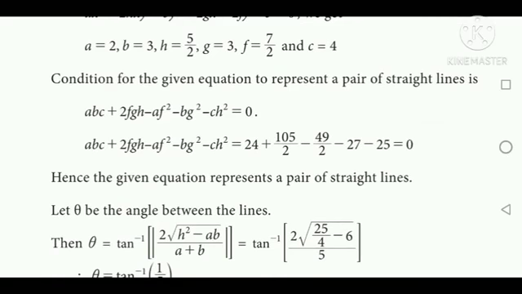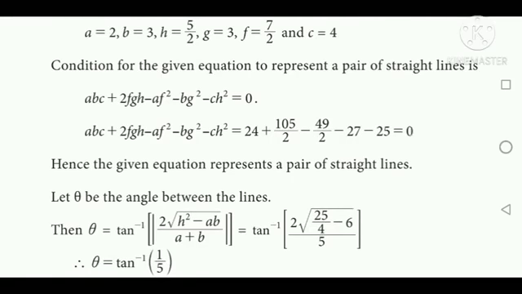We are getting a equal to 2, b equal to 3, and c equal to 4, so 2 into 3 into 4 gives 24. After applying this, we get 24 plus 105 by 2 minus 49 by 2 minus 27 minus 25. If you simplify these, you get 0. Hence the given equation represents a pair of straight lines, because it satisfies the condition abc plus 2fgh minus af square minus bg square minus ch square equal to 0.